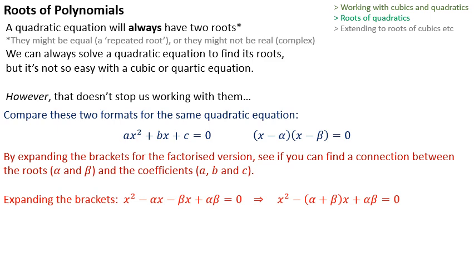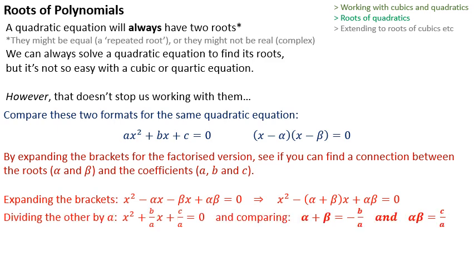So here's what you should get, something like this. When we expand the brackets, x squared minus alpha x minus beta x plus alpha times beta. And if you group it a bit more nicely, you'll be able to more easily compare it to ax squared plus bx plus c. But there's another thing that you might have noticed. When you expand the factorized version, you get a single x squared. It's called a monic quadratic because it's a 1x squared. We've got one that isn't. It's got an ax squared. But we can very easily convert that to a monic by dividing everything by a. We get x squared plus b over a x plus c over a equals 0.